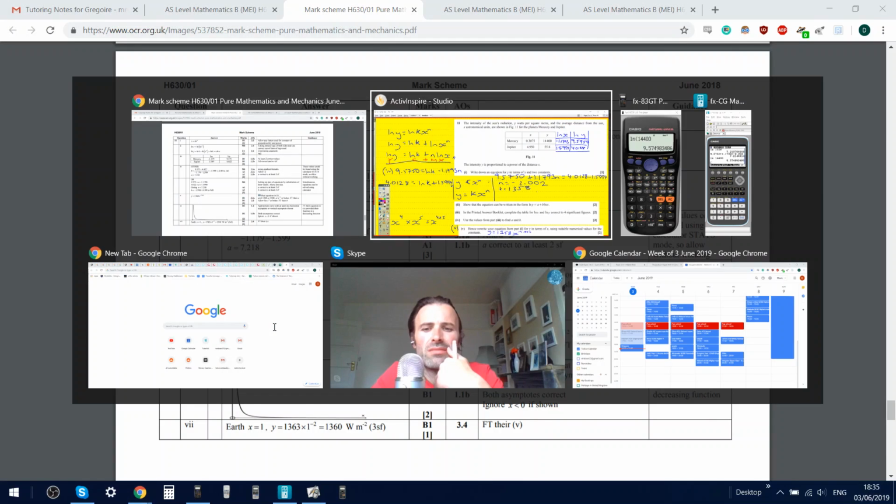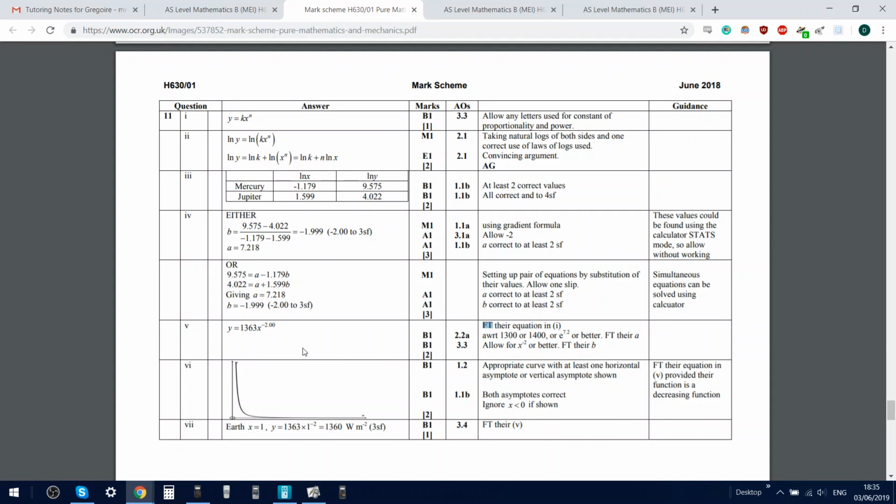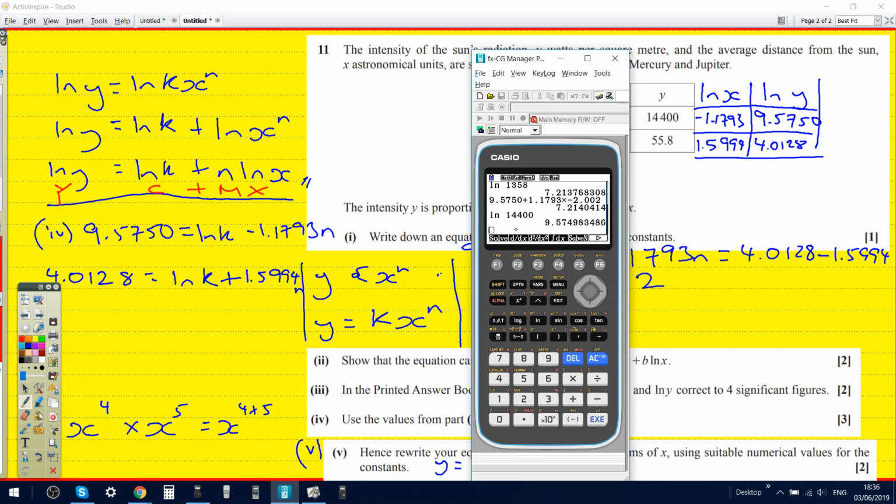For my one, it says that there's a syntax error. Y equals 1363x to the power of minus 2. I'll just remove a few decimal points. Yeah, it still says syntax error. No. So y equals 1363x to the power of minus 2. I'll delete that one.